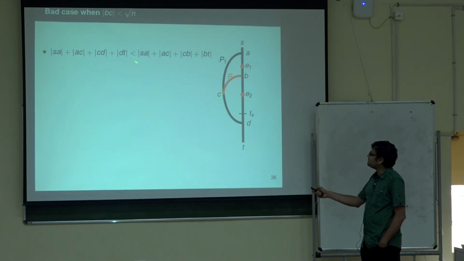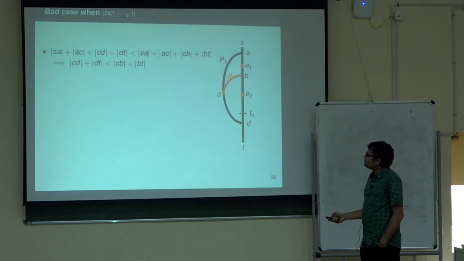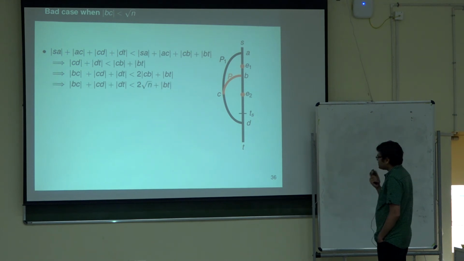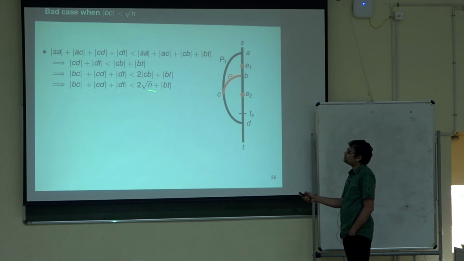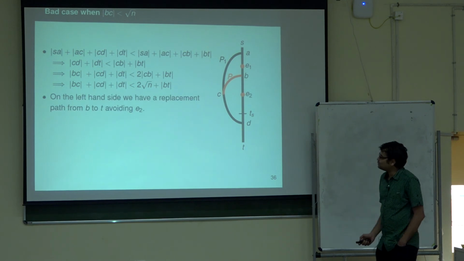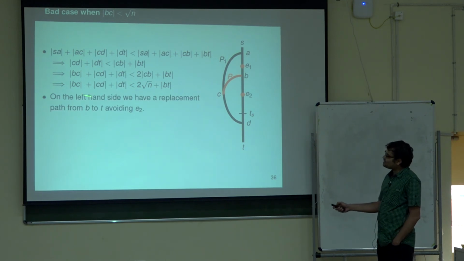And this length is less than this length. Well, I will remove SA and AC from both sides. So you get CD plus DT is less than CD plus BT, and add BC on both sides. And now remember, the length of BC is less than square root of n. This is where I started with. Which means BC plus CD plus BT is at most 2 square root of n plus BT. So now where are we going? So let's look back. On the left hand side, I claim that we have a replacement path from B to T avoiding E2.